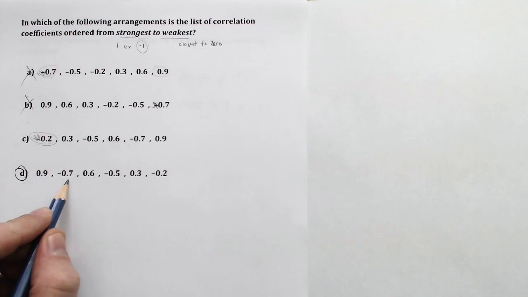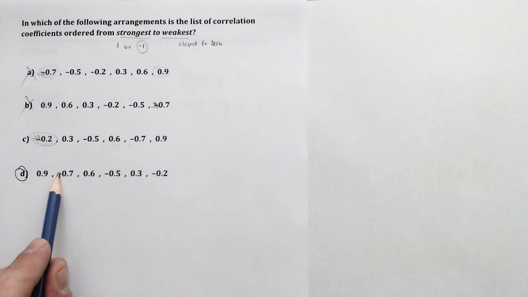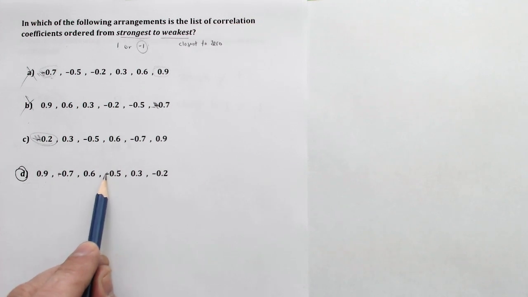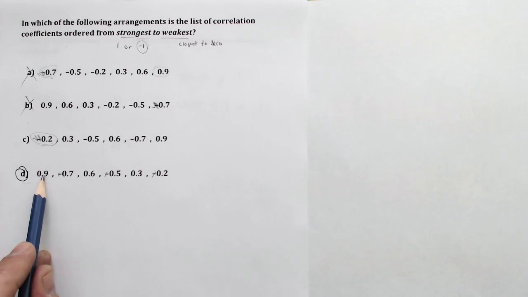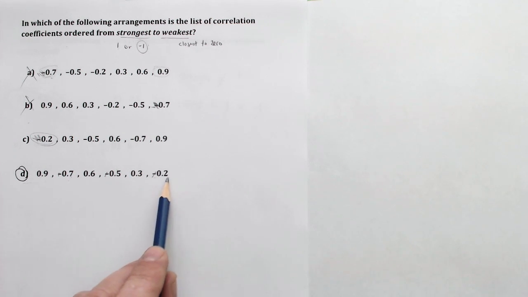0.9, negative 0.7, 0.6, negative 0.5, 0.3, and negative 0.2. Again, if you ignore those signs, you can see that that's closest to the number 1, next closest to the number 1, and all the way down it goes until it approaches 0. And that's the easiest way to take a look at arranging correlation coefficients.